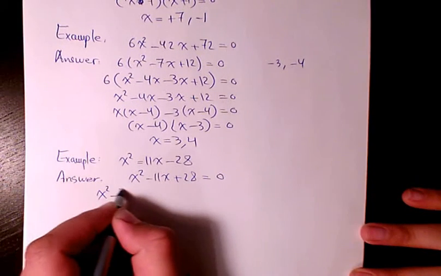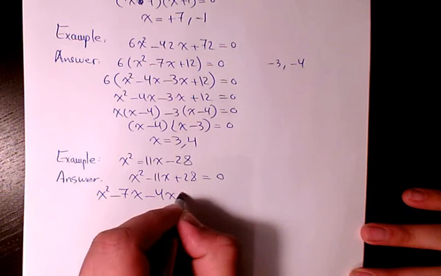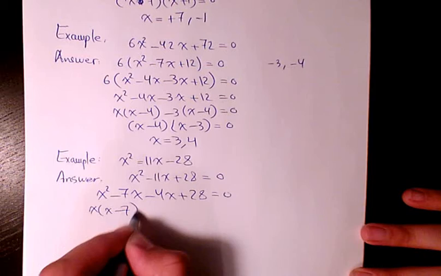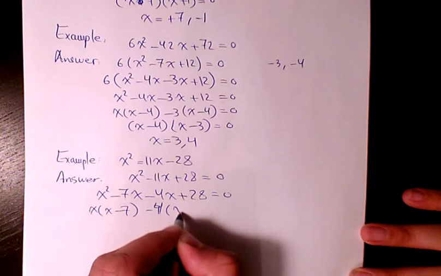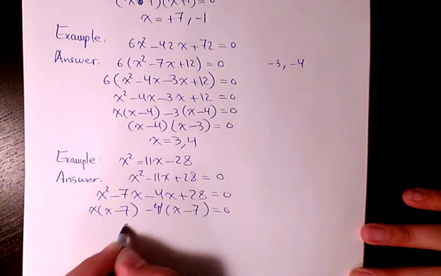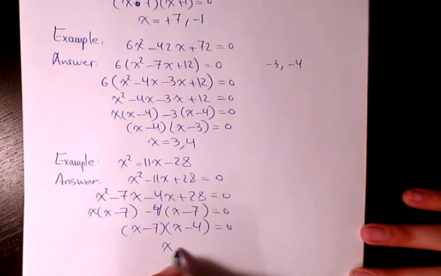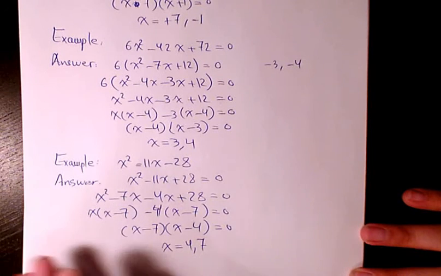So we have x squared minus 7x minus 4x plus 28 equals 0. So I factor this, x minus 7. I factor this, negative 4, x minus 7 equals 0. So we have x minus 7 times x minus 4 equals 0. So we have x equals 4 and 7.